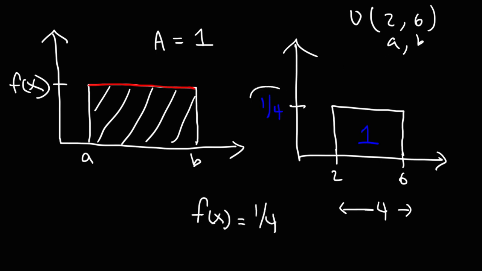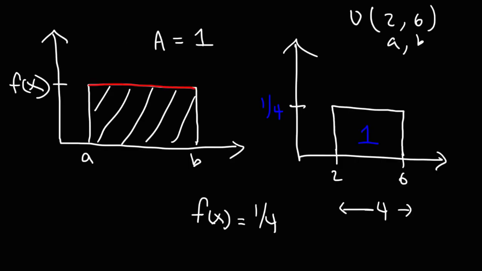Because if you multiply 1/4 by 4, you're going to get an area of 1. And so for any uniform distribution, the area under the curve has to be 1. So just keep that in mind. So now I want to give you some formulas that you need to know when dealing with the uniform distribution.